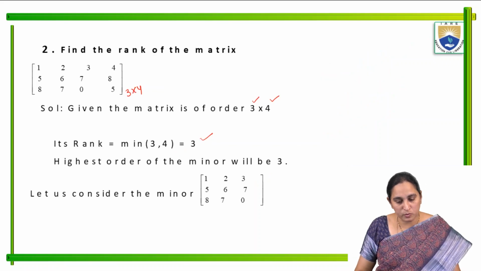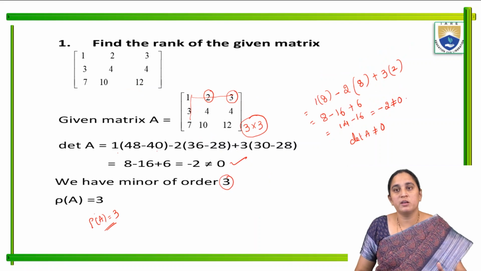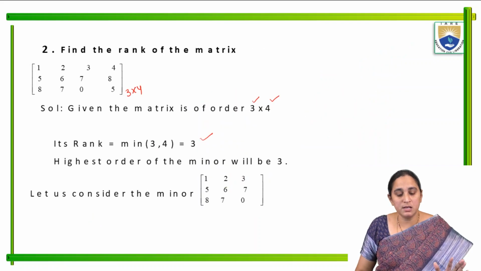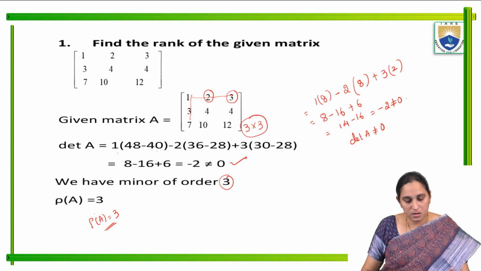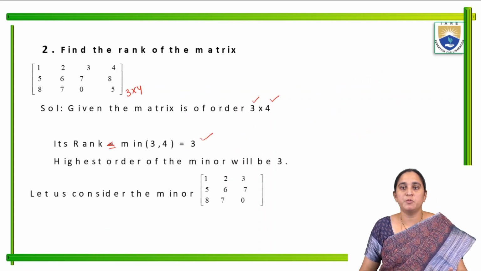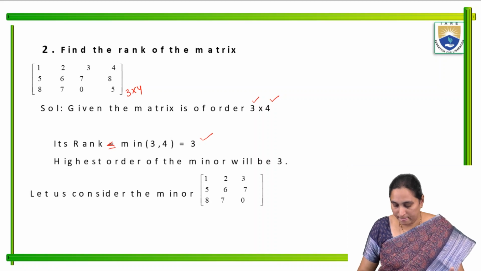Okay, these are the two questions. One is for the square matrix and another one is the rectangular matrix. The rank is always less than or equal to the minimum of 3, 4. Okay, next. These are the basic concepts for the rank.